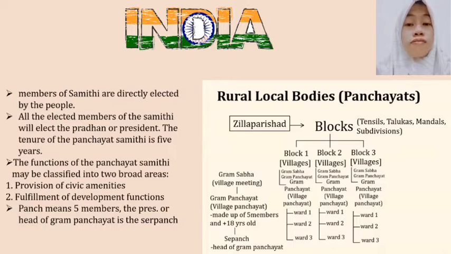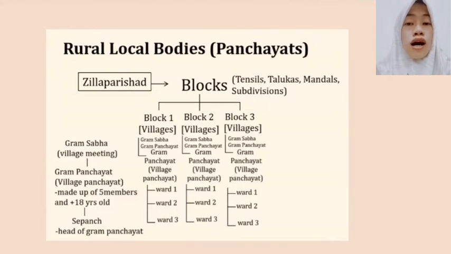Panch means 5 members, and the president or head of the Gram Panchayat is the Sarpanch. So, how is this Gram Panchayat member elected? The village is divided by a Gram Panchayat, and a village is subdivided further into wards. The local people in the village shall elect the ward representatives, also referred to as ward members or panch. These ward members are also Panchayat members and will elect the Sarpanch among themselves. That becomes the president or head of the Gram Panchayat, and they are all elected for 5 years.